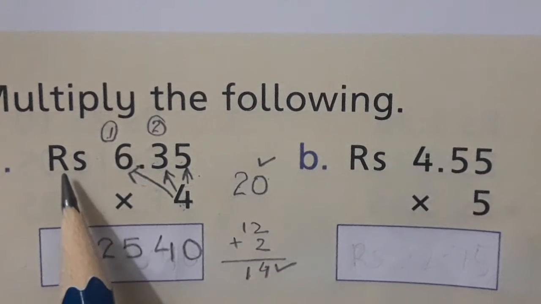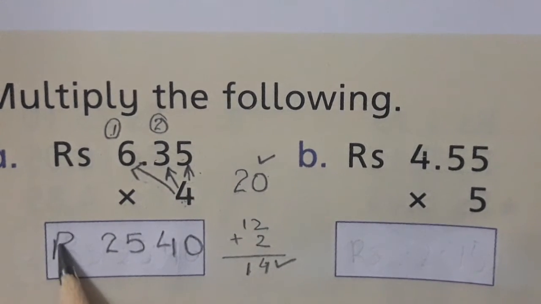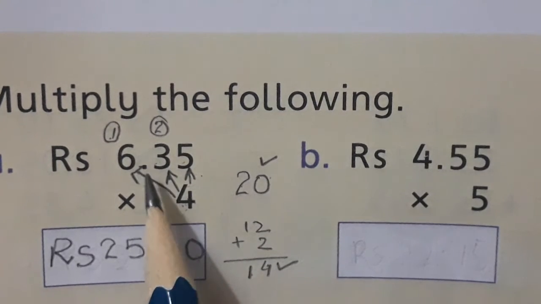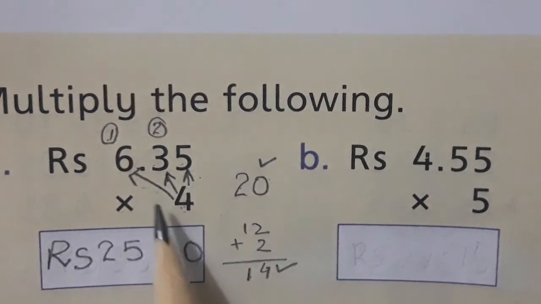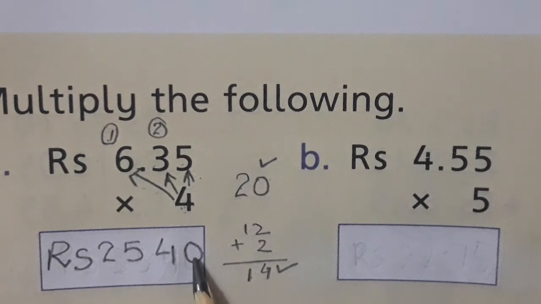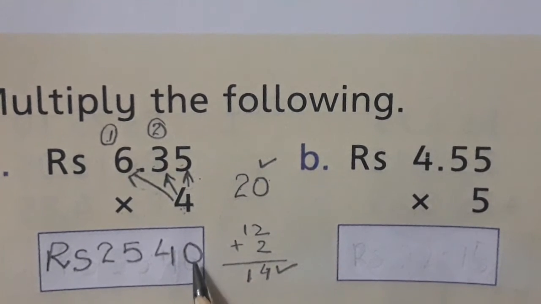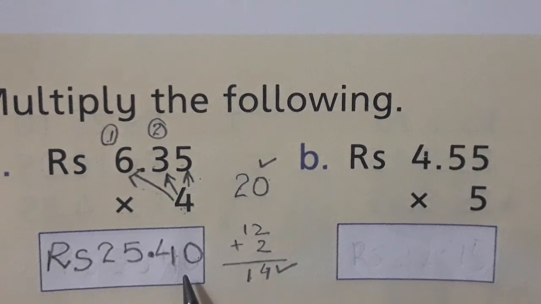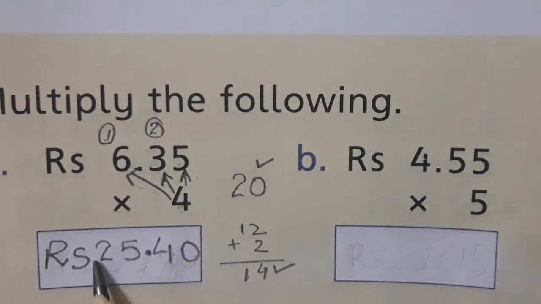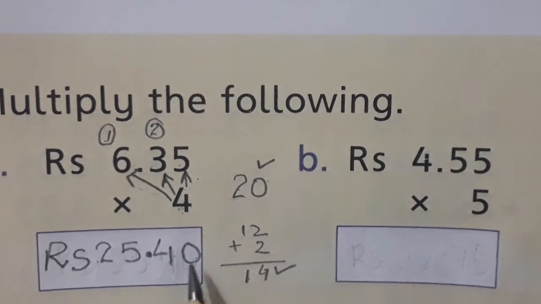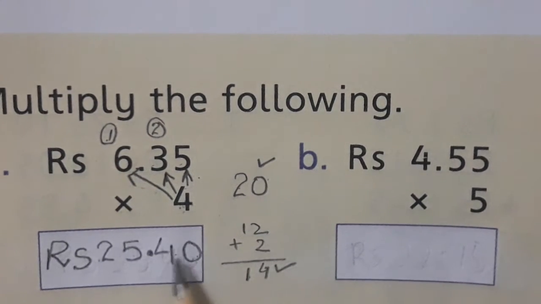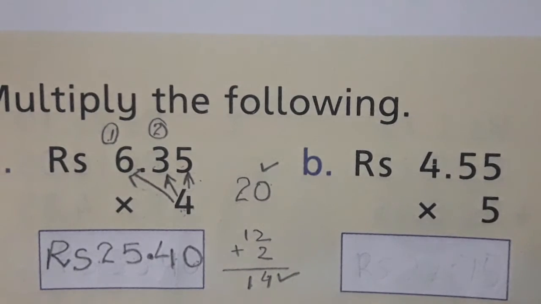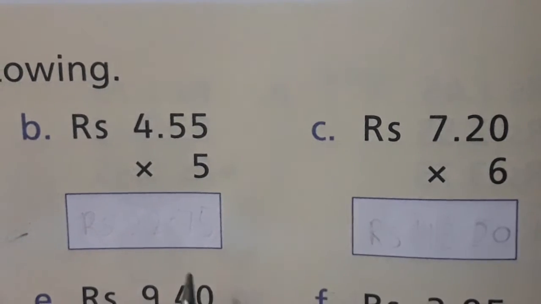And as you know, rupees is written over here, so we will write rupees, and as I told you, I will tell you where you have to put a point. So you just count 2 numbers from your right side, 1, 2, and put a point. Okay, don't count from the left side, just count from your right side, 1, 2, and put a point. Okay, got it? Okay beta, now move to the next question.